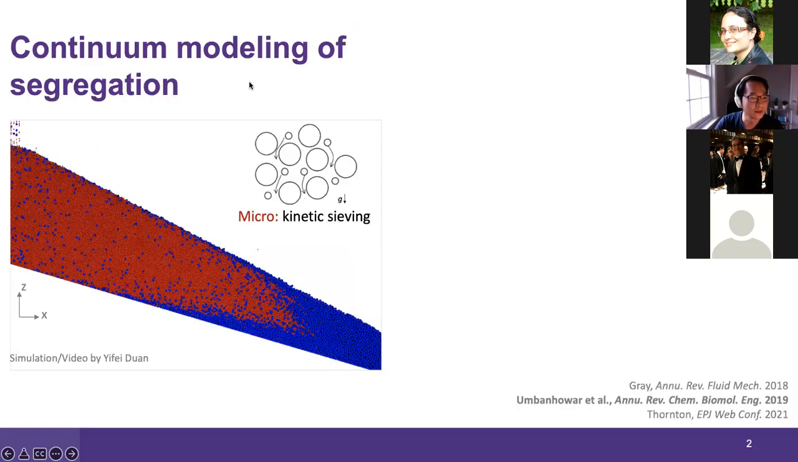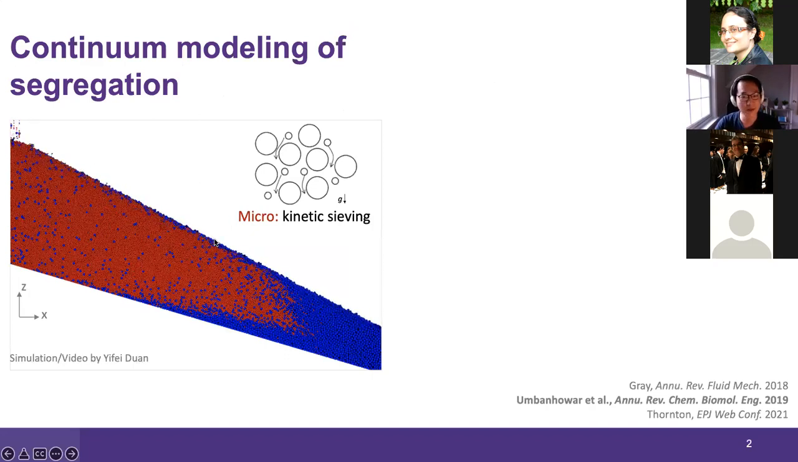Then if we look at the modeling of granular flow, especially in a continuum sense, we can look at this idealized slope where large blue particles and small red particles flow down together along the slope. One of the microscopic mechanisms of how segregation occurs during the flow is kinetic sieving, whereby small particles percolate through voids while displacing large particles to the surface.